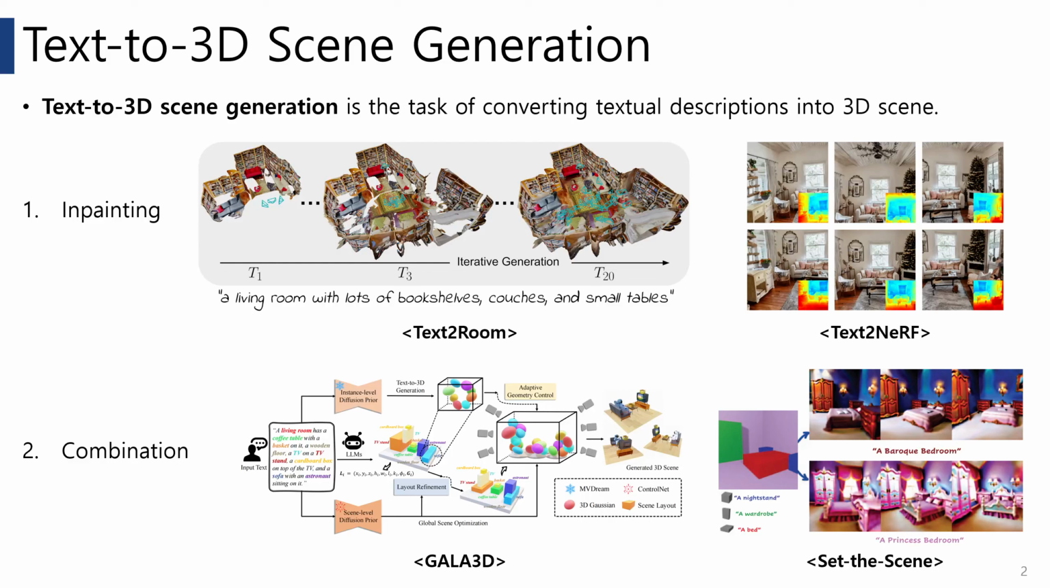Text-to-3D scene generation is the task of converting textual descriptions into 3D scenes. Existing methods can be broadly categorized into inpainting-based approaches and combination-based approaches. Inpainting-based methods such as text-to-room and text-to-nerf iteratively complete 3D structures from partial observations. On the other hand, combination-based methods such as set the scene and glass 3D integrate multiple models to refine object placement and scene composition.